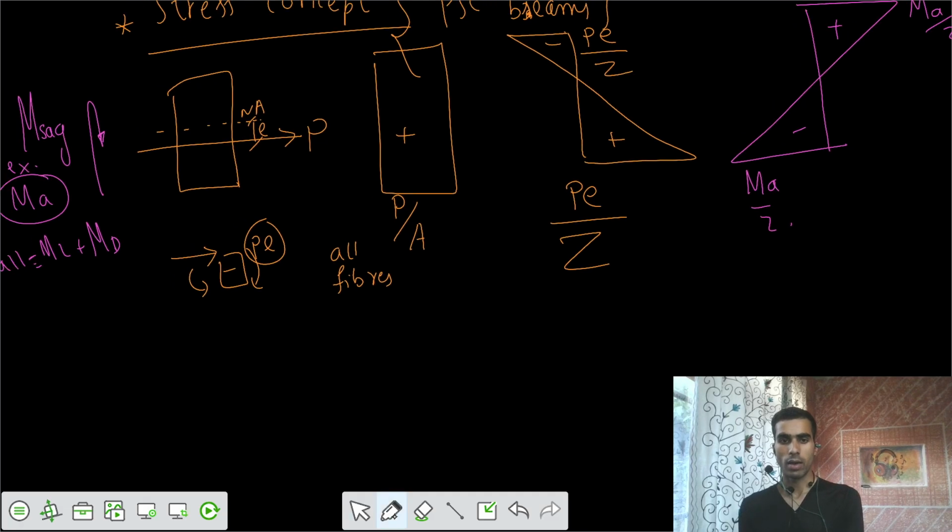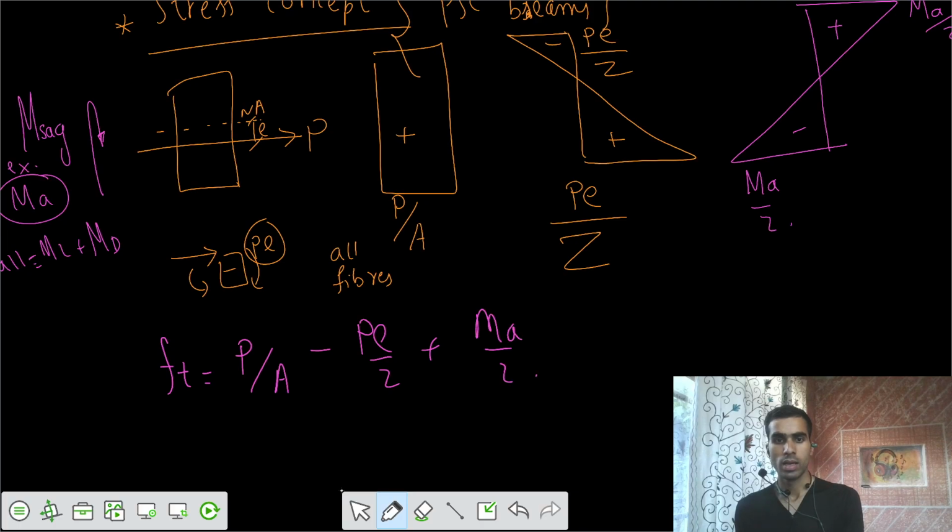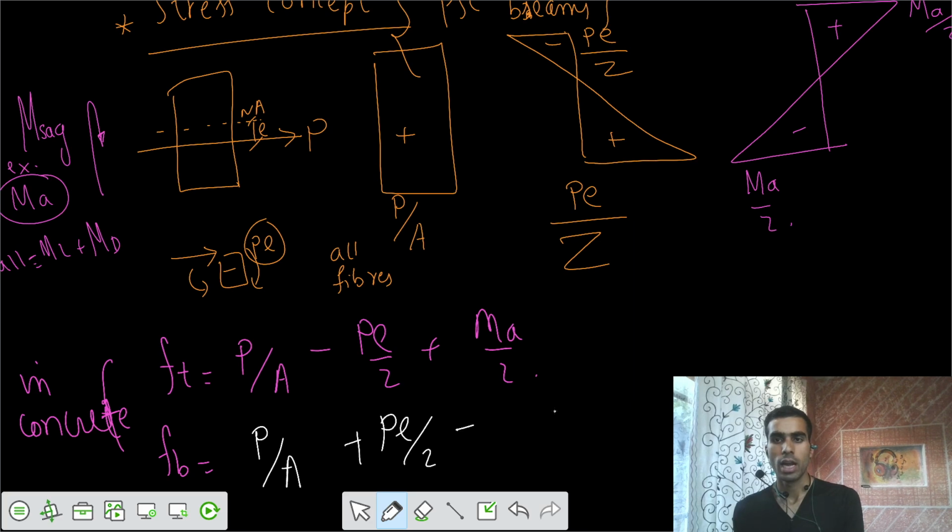So what are the stresses at the top? Stresses at the top are positive P by A, negative Pe by Z, and positive Ma by Z. And for the stresses at the bottom fibers, we are calculating for the extreme fibers in the concrete. Once our stresses at the concrete extreme fibers are lesser than the permissible values, all other fibers are also safe. So the stress at the bottom is P by A plus Pe by Z minus Ma by Z.